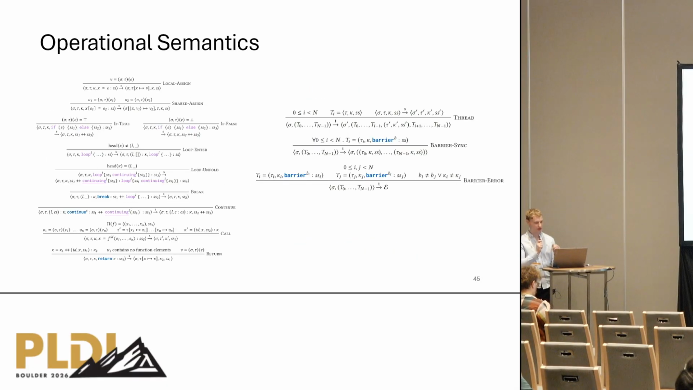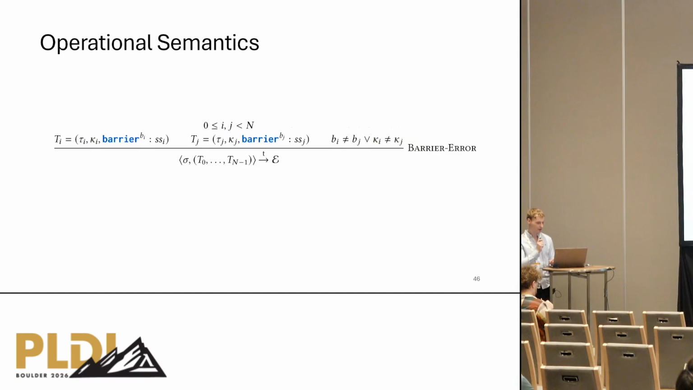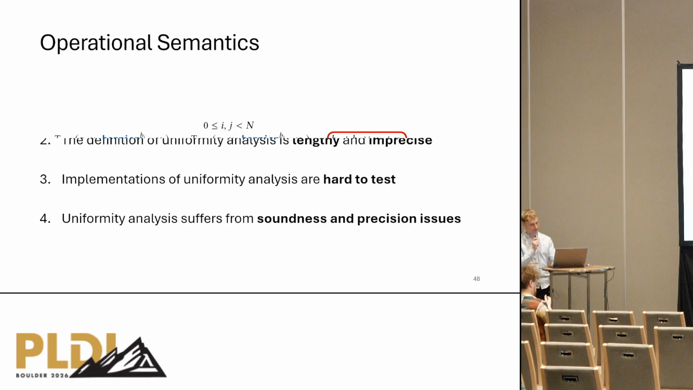And like I said before, this is defined completely precisely via an operational semantics in the paper. But without going into any detail, the main rule is this barrier error rule. And in particular, this condition is quite important. This condition says that barrier divergence occurs if there are two threads that reach different barriers, or there are two threads that reach the same barrier having taken different control flow, with the latter condition being represented by kappa i is not equal to kappa j. And in this case, we transition to a special error case representing the fact that barrier divergence has occurred.